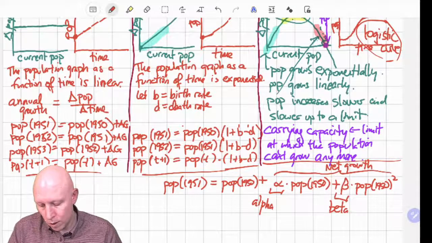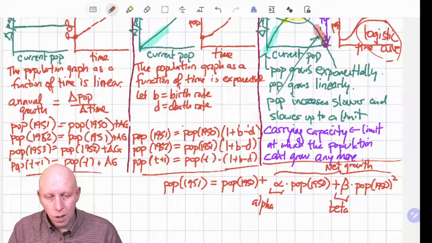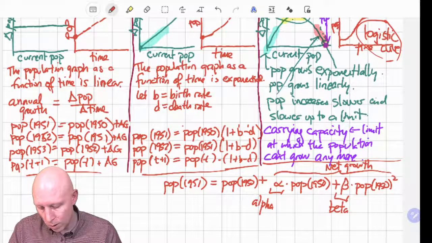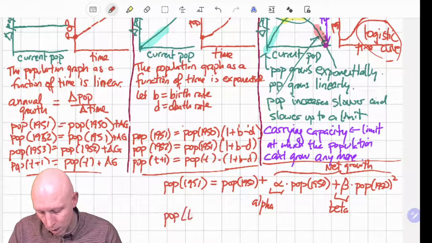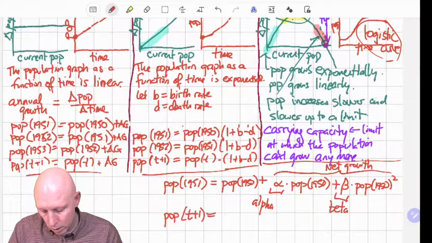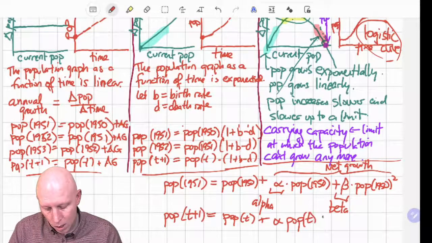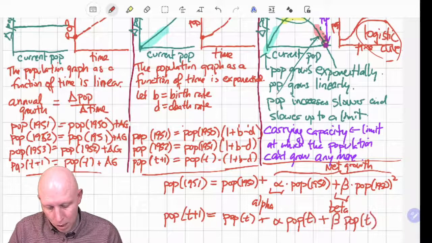Okay, and so this is what our formula is going to look like in general. So what do we have here? We have the population at time t plus 1 is going to be equal to the population at time t plus this net growth, which is alpha times the population at time t plus beta times the population at time t squared.